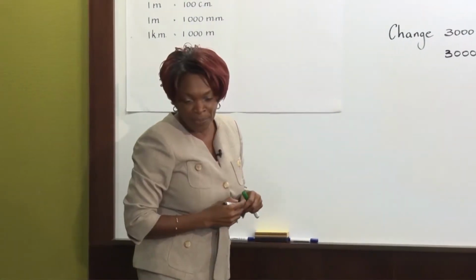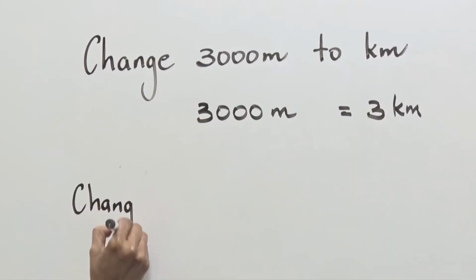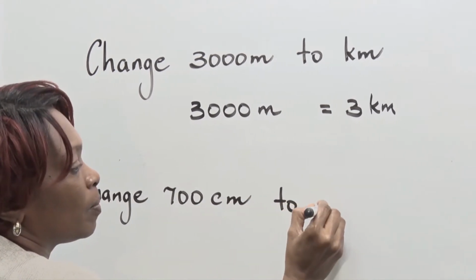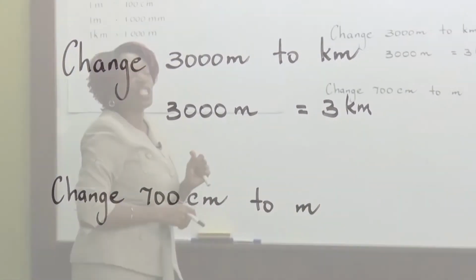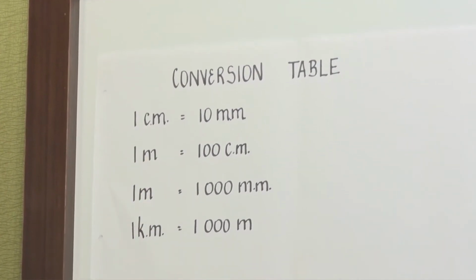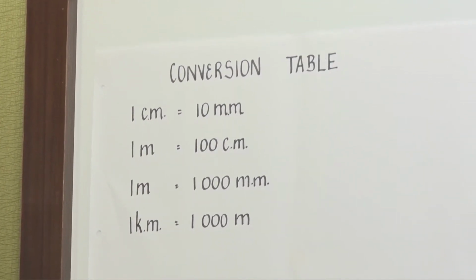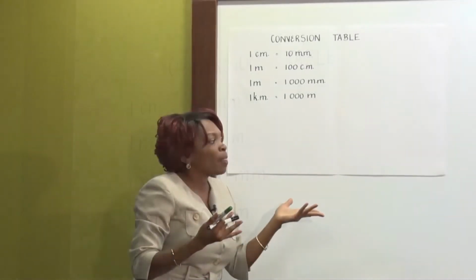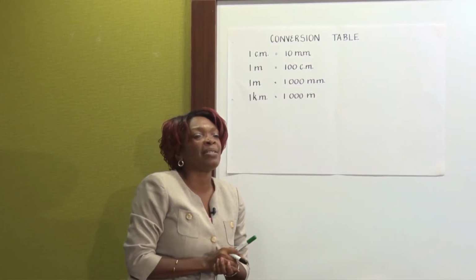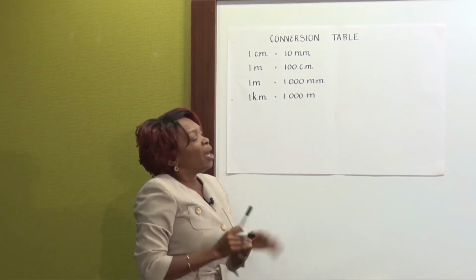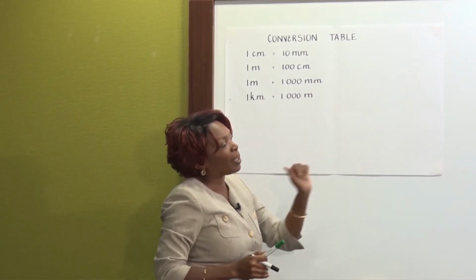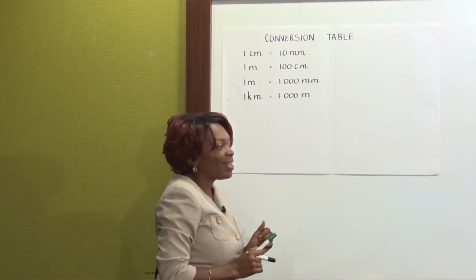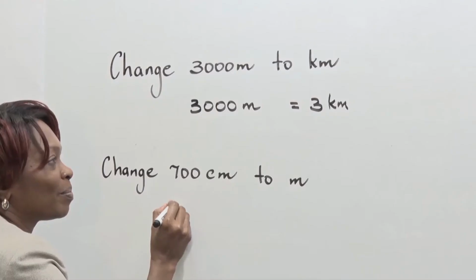Let's do another one. Let's go back to the conversion table. 1 meter is equal to 100 centimeters. We can reverse this, as I said. 100 centimeters is also equal to 1 meter. So if 100 centimeters is equal to 1 meter, how many meters will we be able to get from 700 centimeters? You are right. 7 meters.